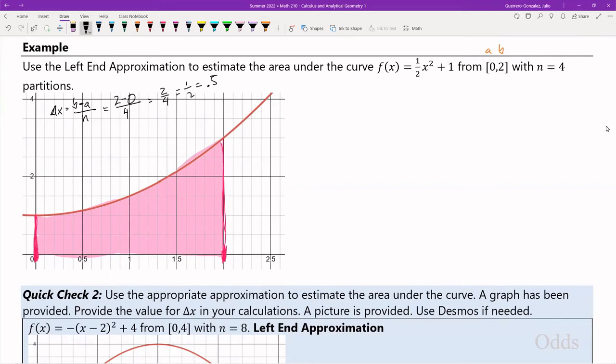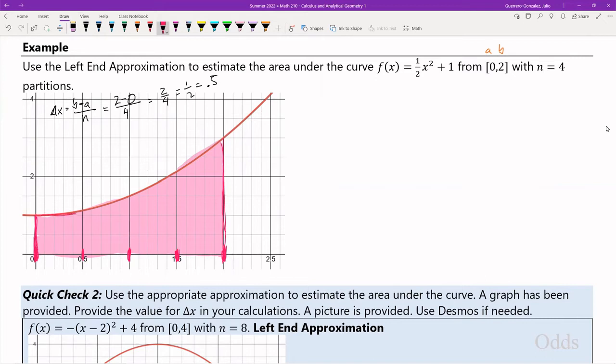That means my first partition, thankfully my graph is already set up this way, is going to be up to 0.5. The next one is going to be 1. The next one after that is going to be 1.5. And then the last one should be 2. That's going to be the last tick mark. So we have our boxes, okay? Now we're going to go ahead and do the left end approximation, okay? I'm going to go ahead drawing my boxes, okay?